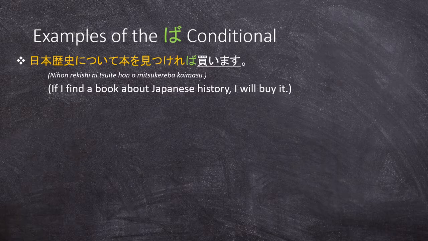Now, this is our first sentence here, and you can see here that I have highlighted the trigger or the conditional with orange, while I have underlined the result, and finally I have highlighted ba here as the conditional with olive green. Now here this orange part is very long and this is the focus of the ba conditional, and you can feel it in the sentence. So this is the condition that must be fulfilled in order for our speaker, for us here, to buy that book. The book must be about Japanese history, otherwise we will not buy it.